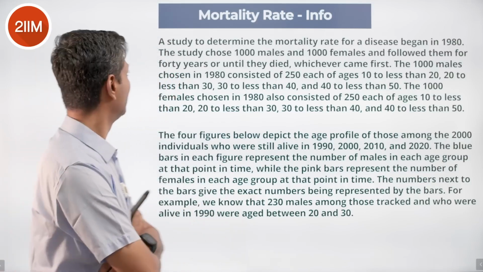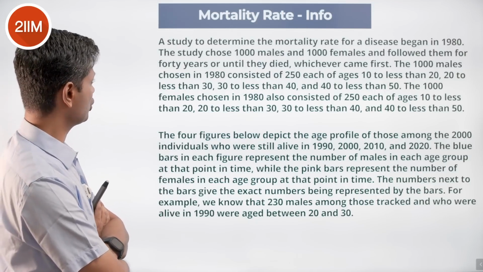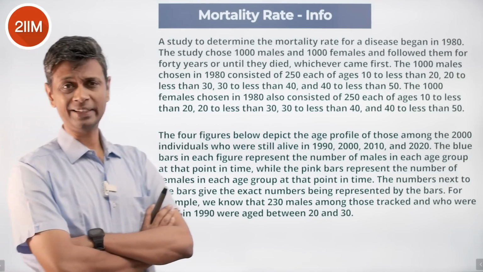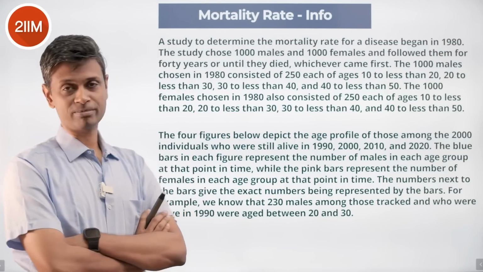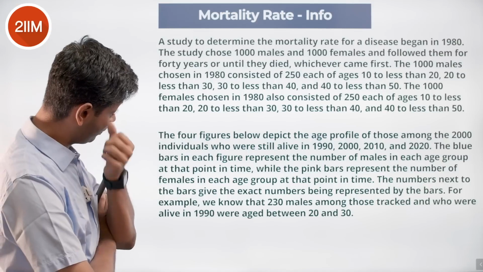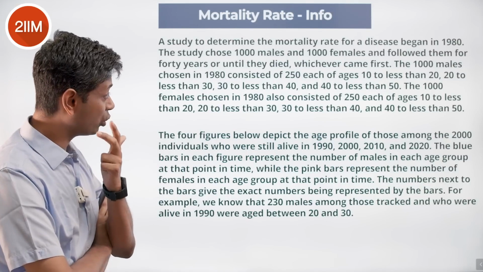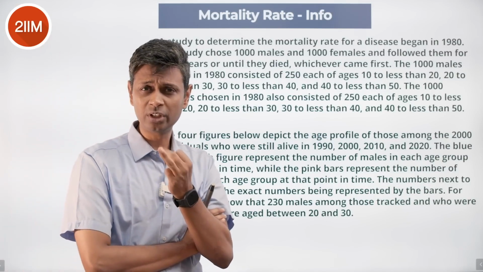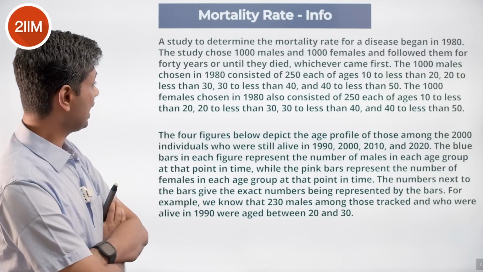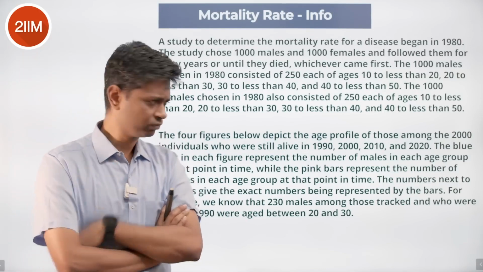Embarrassing. A study to determine the mortality rate for a disease began in 1980. The study chose 1,000 males and 1,000 females and followed them for 40 years or until they died, whichever came first, understandably. The 1,000 males chosen in 1980 consisted of 250 each of ages 10 to 20, 20 to 30, 30 to 40, 40 to 50. Those are the 4 groups. The 1,000 females chosen in 1980 also consisted of 250 each of 10 to 20, 20 to 30, 30 to 40, 40 to 50.